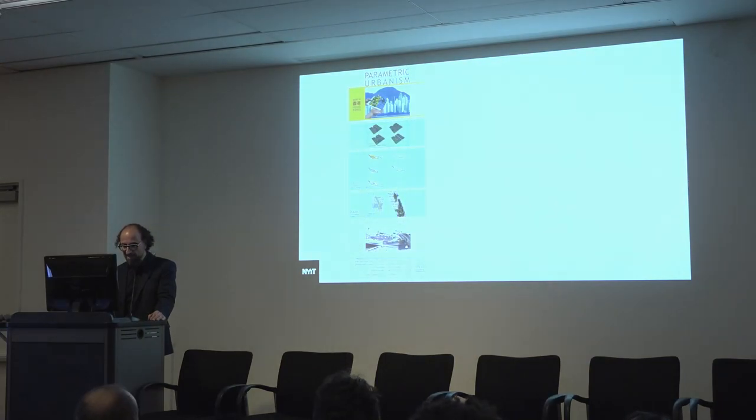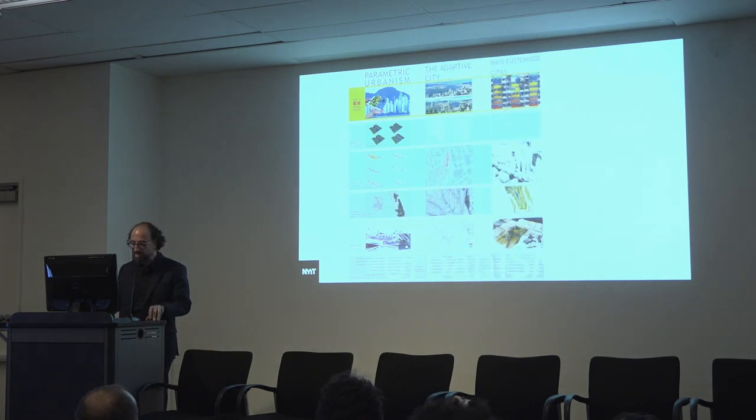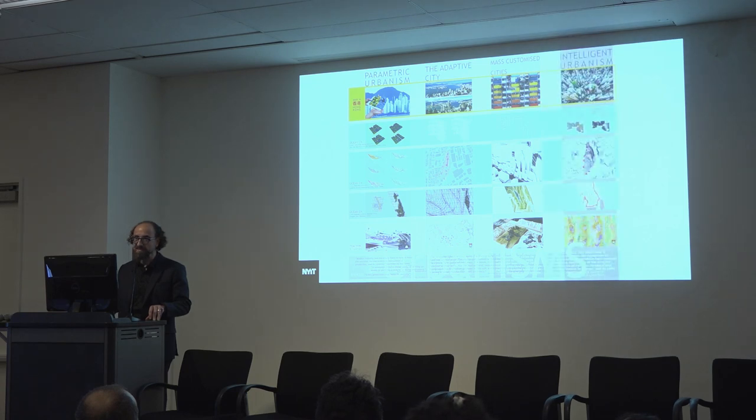In my work, that's been framed in sequence and time as parametric urbanism, the adaptive city, mass customized cities, and intelligent urbanism, which sounds like a more intelligent way to say the smart city, which has not yet been co-opted by architects nor urbanists.